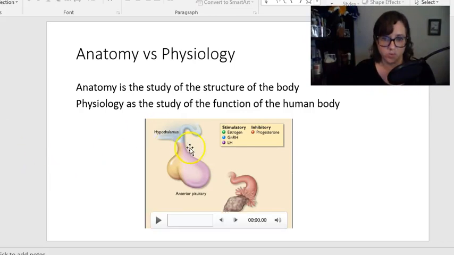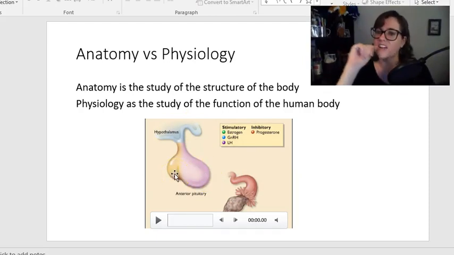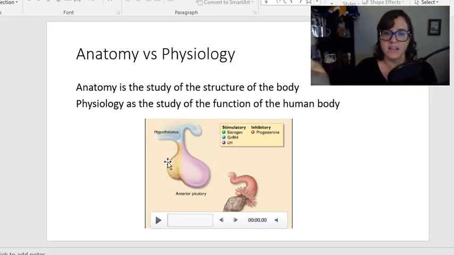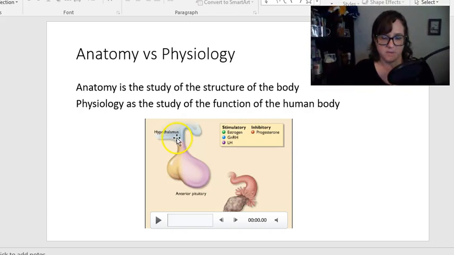So, for example, this weird-looking picture here is a figure from your book where we're looking at the hypothalamus and the pituitary gland, which is a part of the brain that sits right above your soft palate in your mouth, and the ovary, which if you are a biological female, you have. The anatomy of this would be, okay, the hypothalamus has this little stem coming down, and then the pituitary has these two lobes.